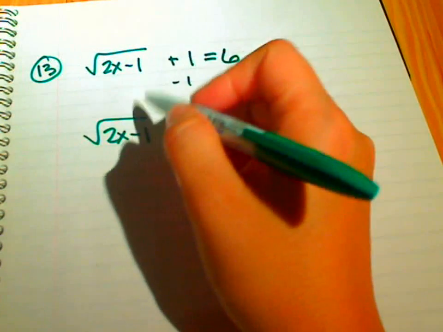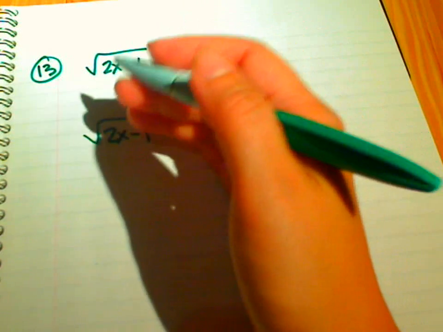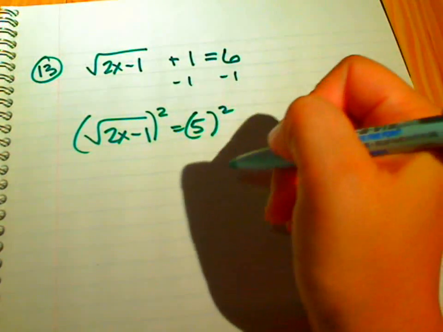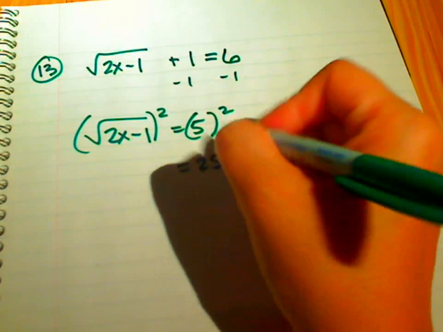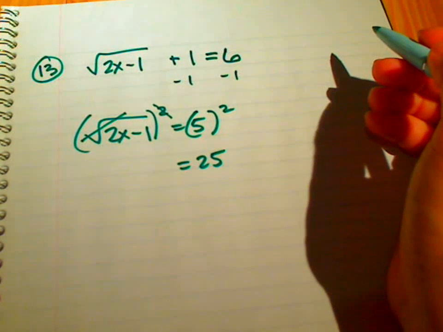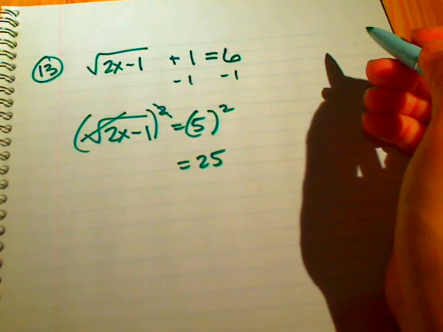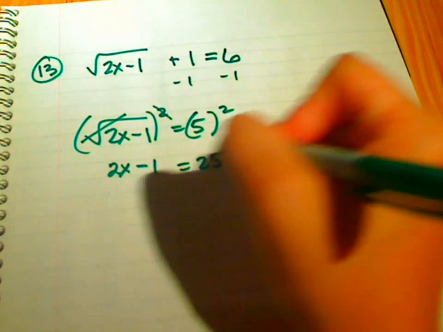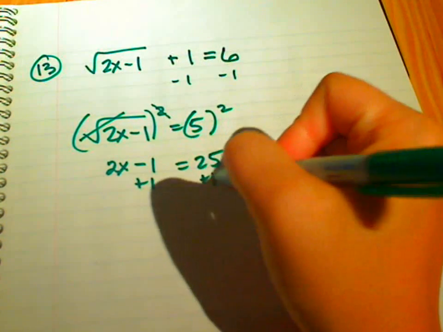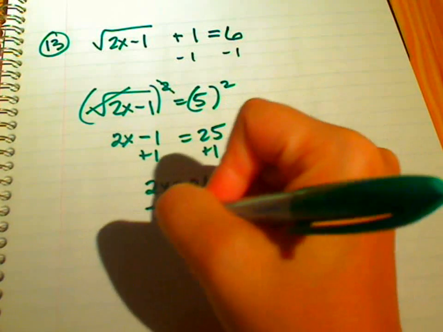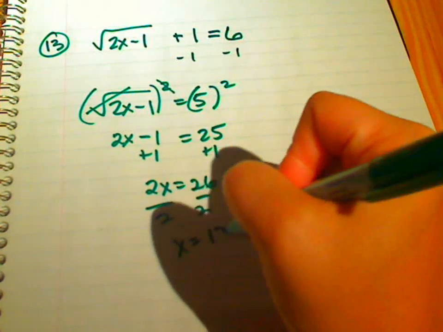Now the way I get rid of the square root, because I have to start working outside and then work in, is I'm going to raise both sides to the second power. This is 25. This means the square root and the square cancel each other out. So I would have 2x minus 1 equal to 25. Add 1 to both sides. 2x equals 26. Divide by 2. x is equal to 13.